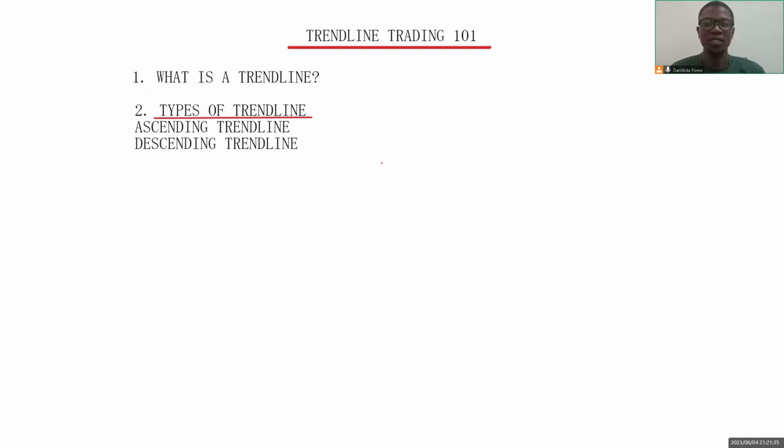So what does the ascending trend line do? The ascending trend line checks the strength of a bullish trend, while the descending trend line checks the strength of a bearish trend. Let me draw that out for you. For example, a bullish structure moves on higher highs and higher lows. So this is how an ascending trend line works. It checks the strength of a bullish trend.